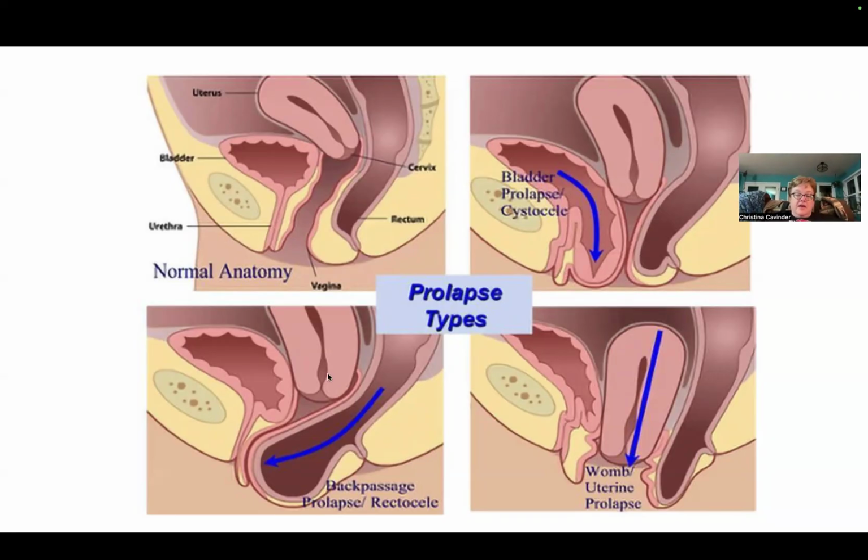You can have a rectocele, which is where the rectum is prolapsing down. It is also putting pressure on the urethra and the vagina here, and stool gets stuck in here. This happens with chronic constipation, in people where that sigmoid colon becomes distended. Or you can have uterine prolapse, which will put pressure on the bladder as well, and also the urethra.